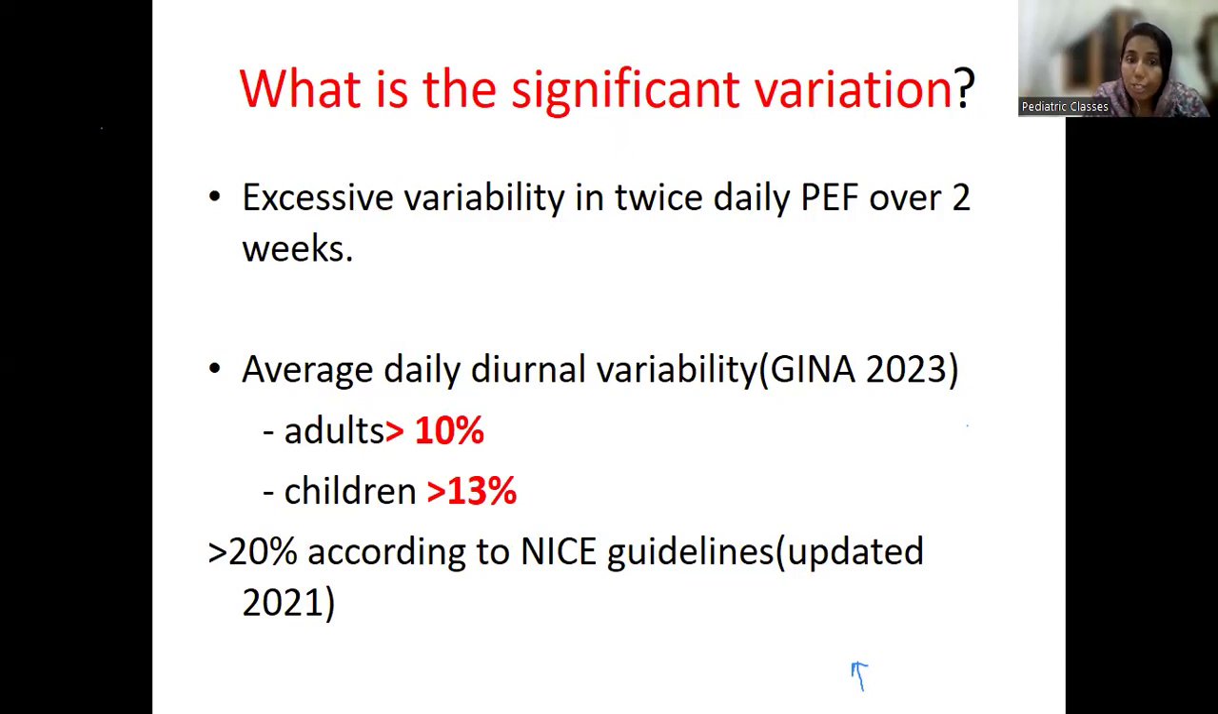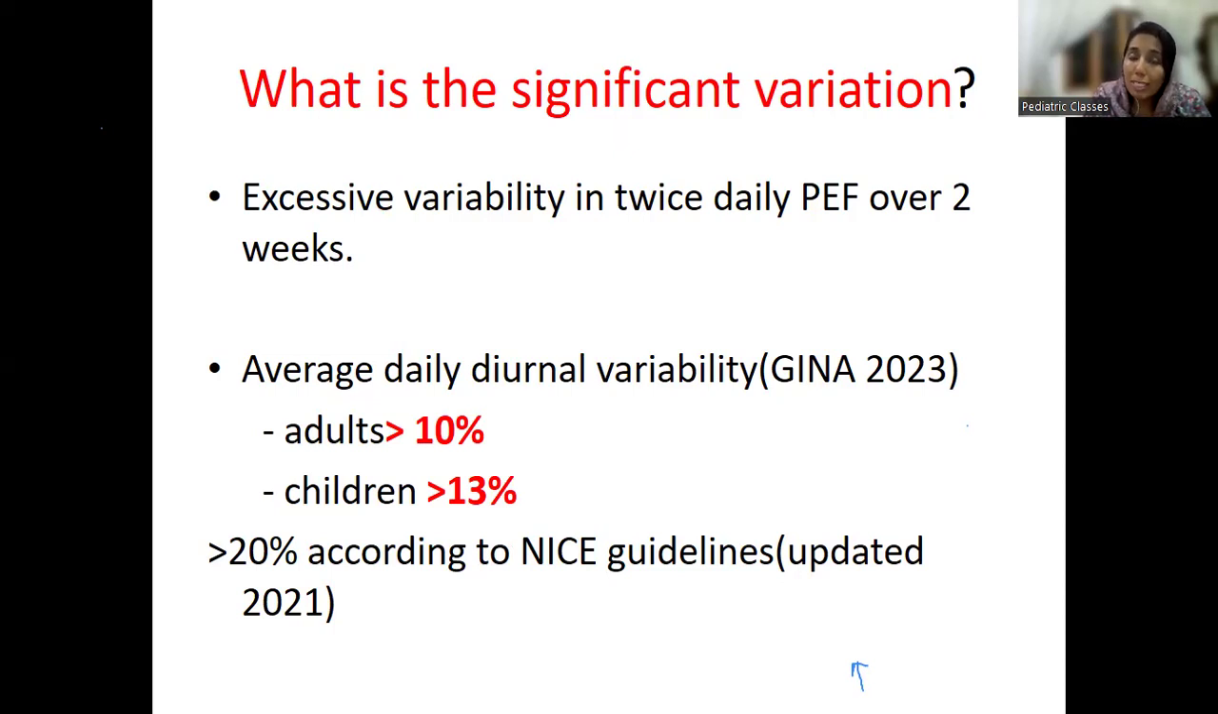So average daily diurnal variability according to the GINA 2023, in adults if it is more than 10% and in children if it is more than 30% is taken as significant. But please note here, according to the NICE guidelines, recently updated in 2021 also, they are suggesting the cutoff value as more than 20%.